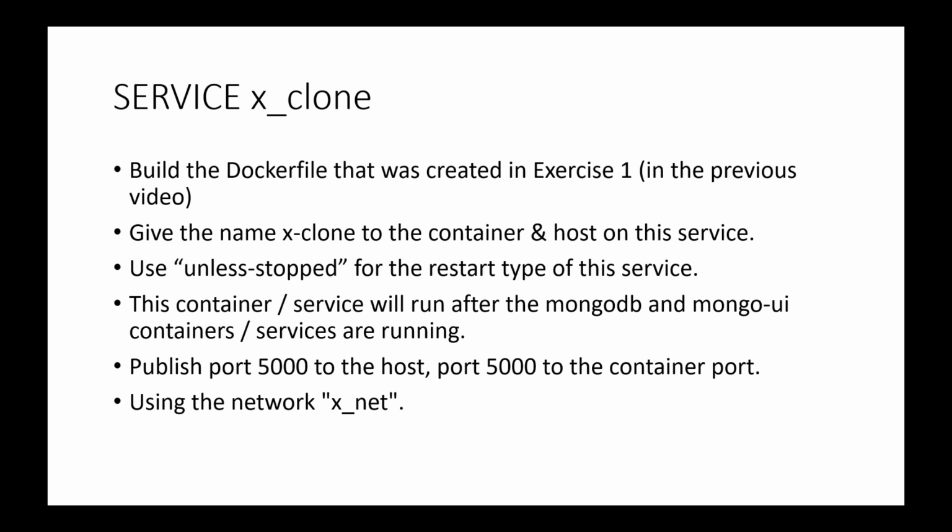Next is the xclone service. We have to build the Dockerfile that was created in the previous video, and then give the name xclone to the container, also the host. Use unless-stopped for the restart type of this service. This service will run after the MongoDB and Mongo UI containers or services are running. We are publishing port 5000 to the host and 5000 to the container port, and we also use the same network, which is x_net.